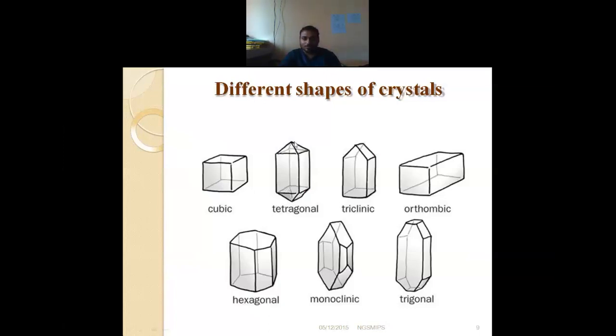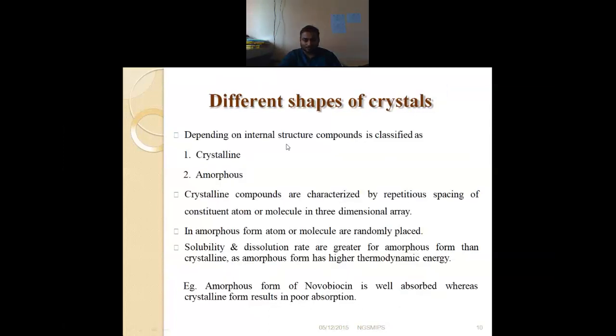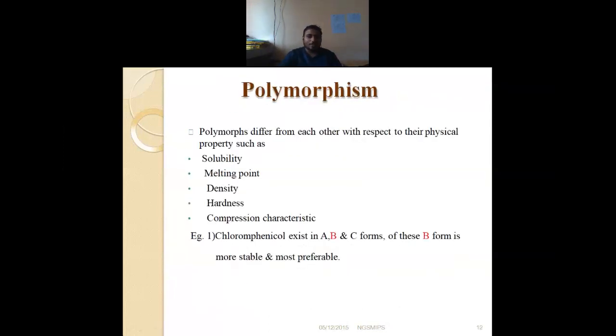Understood? Yes, sir. Okay, that is about polymorphs.